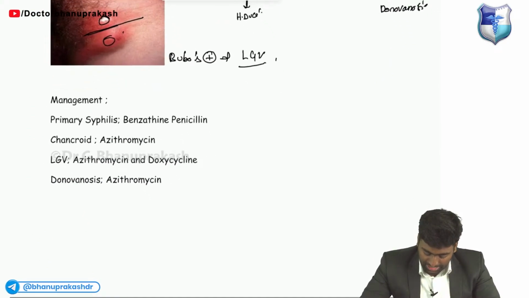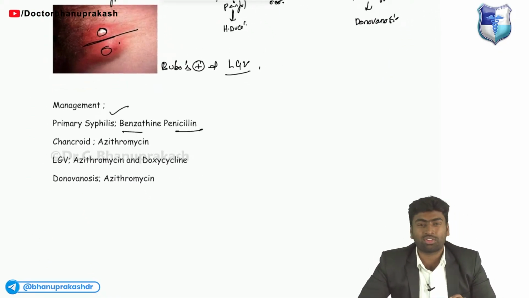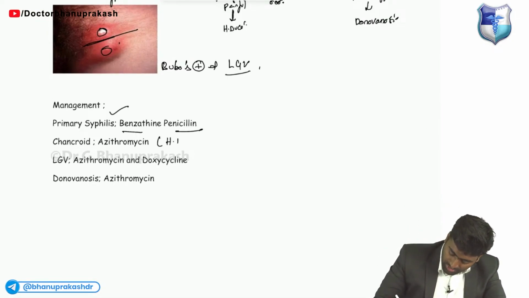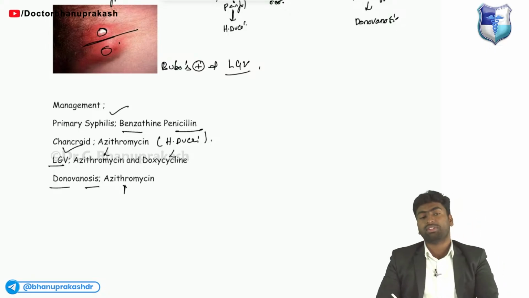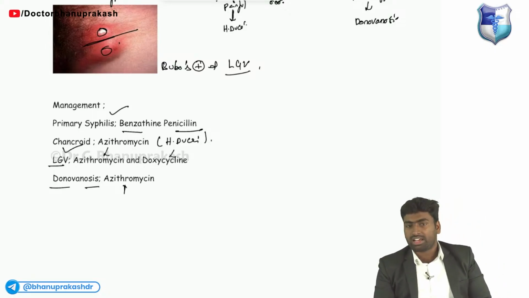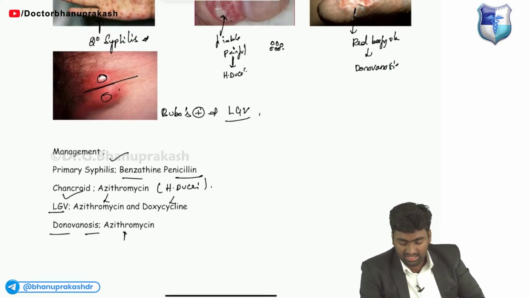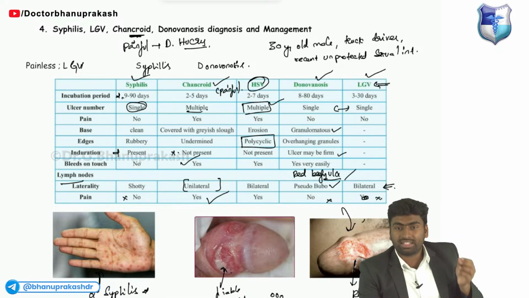Fine. And management, we know, in the case of syphilis, we'll give benzathine penicillin, whereas in the case of Haemophilus ducreyi, which is chancroid, we'll give azithromycin. Okay. Same for lymphogranuloma venereum, we'll use both azithromycin and doxycycline. Donovanosis also, we'll use azithromycin. Okay, azithromycin. Fine. That's it, guys. It's how you will be able to differentiate this type of ulcers based on their characteristics.